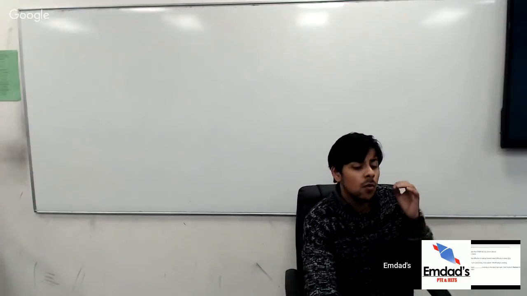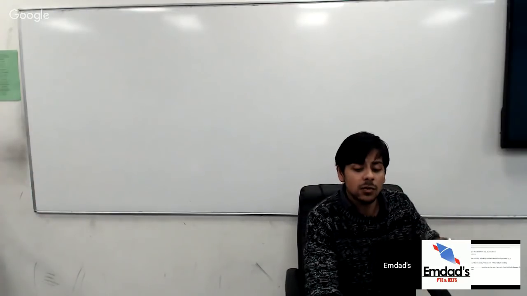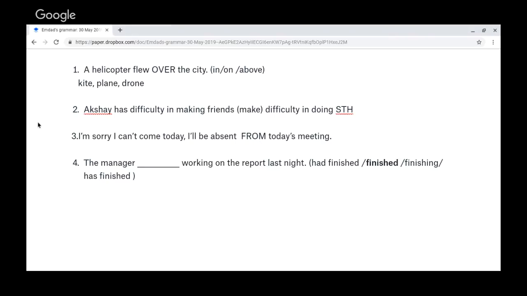Is it clear? So this is how it is. So what is the rule to learn here? Whenever you have a particular point in the past, a particular timeline in the past, you use simple past. Is it clear? Okay, let's come to the next one. Number 5.